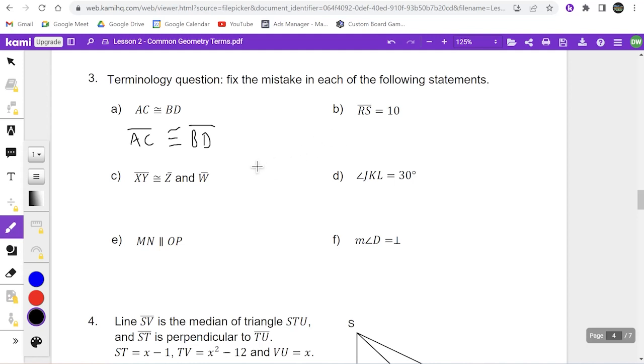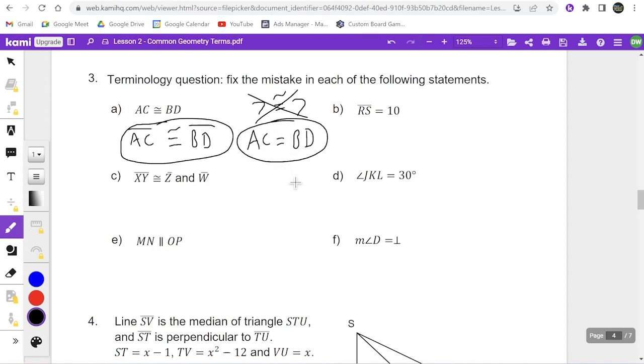Now, there's another answer you can say. You can say AC equals BD like this, but notice it's not congruent, it's equal, and that's fine. And the reason why that's fine is because AC and BD without the line above it is just a number. Like for instance, AC could be 7, BD could be 7, 7 equals 7, that's perfectly fine. You would never say 7 is congruent to 7, that's just wrong. So either this answer or this answer is correct.